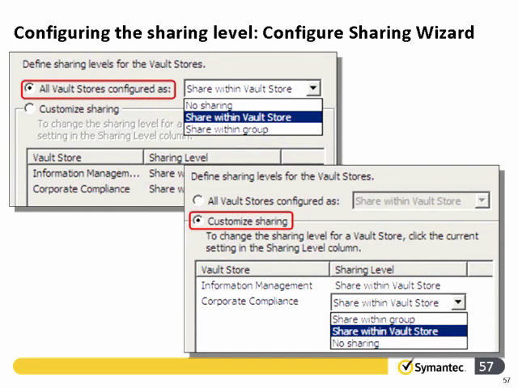I can say no sharing, share within Vault Store, which is what it's currently set at, or share within group. But I also have the option, if I wish, to go ahead and select the option in the lower right, which is to customize the sharing. If I select customize sharing, it'll list each individual Vault Store. I can then go to each individual Vault Store and set the sharing level at the Vault Store level. So again, we're just trying to show you here that you can be as general as you want or as specific as you need in your particular environment for setting up sharing.